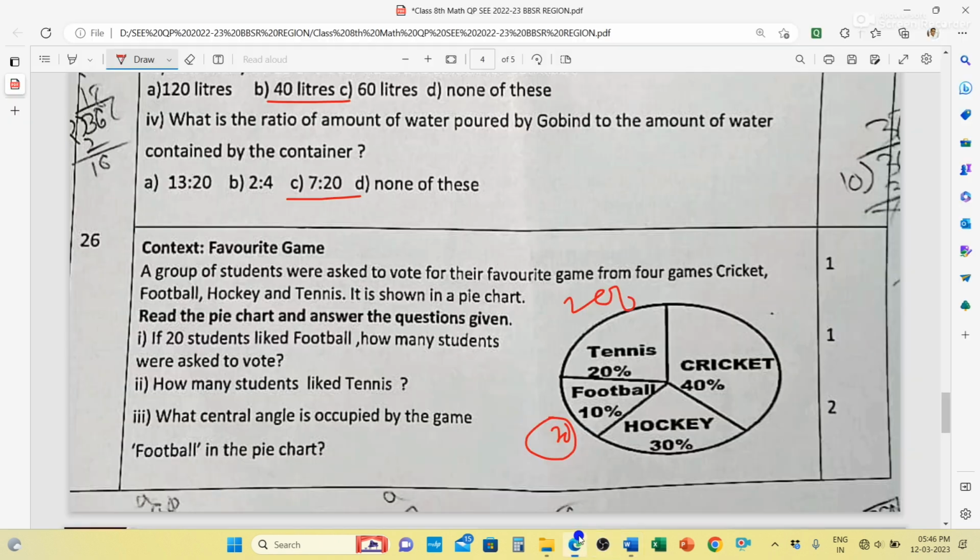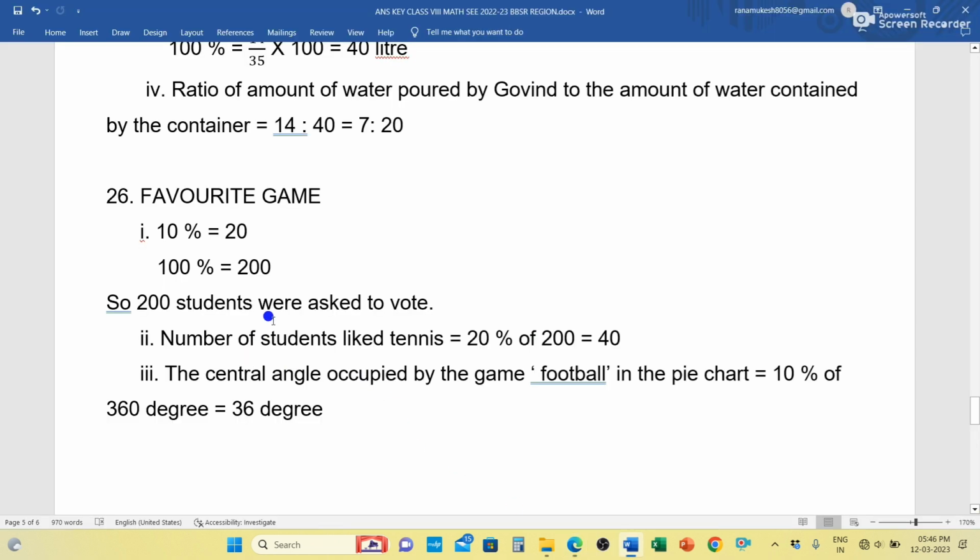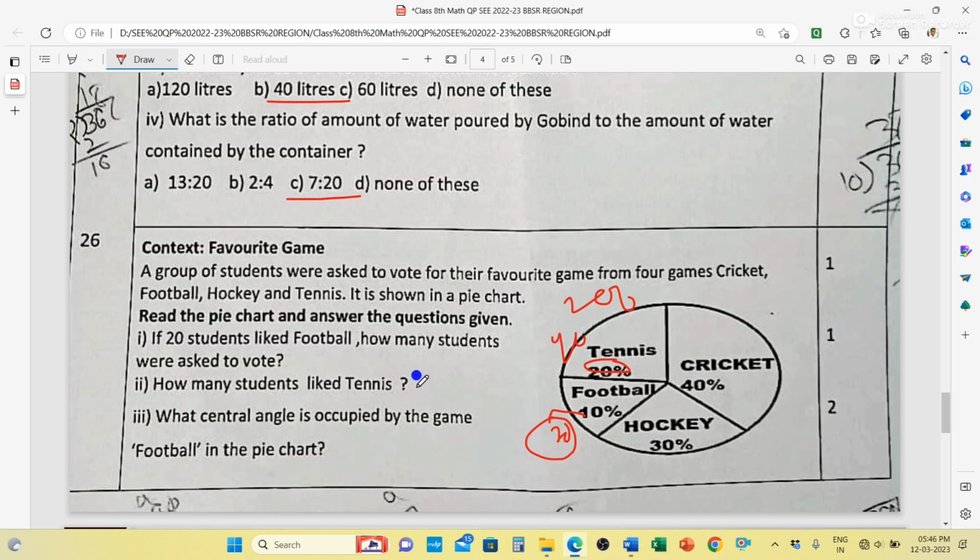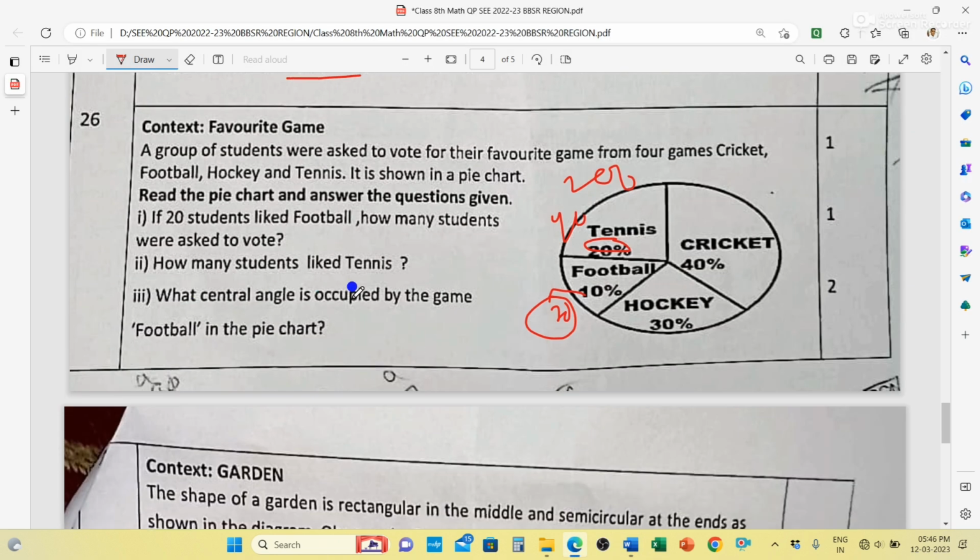Then how many students like tennis? Tennis 20%. You know, football 10% equal to 20. So 20% equal to 40. The number of students who like tennis equals 20% of 200. That is 40. Total students were 200. So 20% of 200 is 40. What central angle is occupied by the game football in the pie chart?